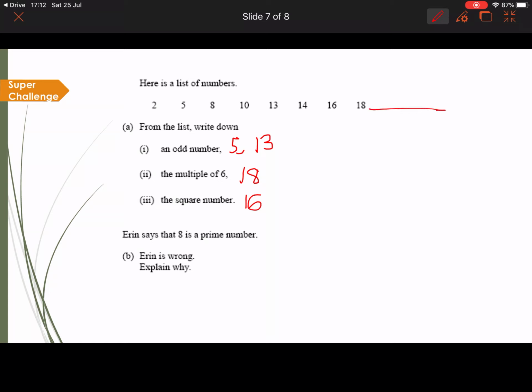The final question says, Erin says that 8 is a prime number. Erin is wrong, explain why. Now the first thing I would do is I would break 8 down into its factors. So I can get 8 from doing 1 times 8 or 2 times 4. The fact that it has 4 factors, 1, 2, 4, and 8, tells me that it is not prime, okay? And the answer is it has more than 2 factors.